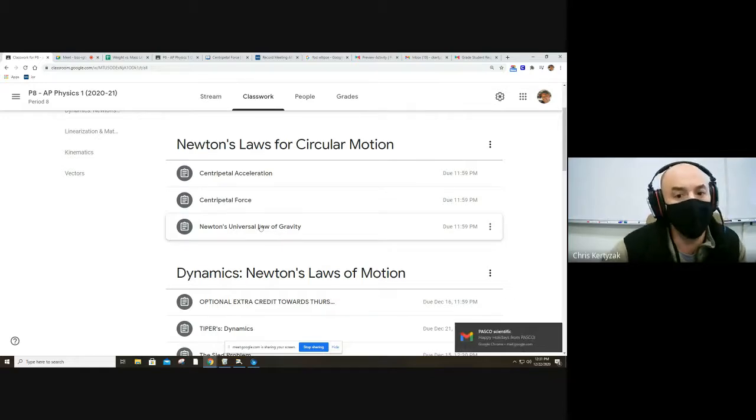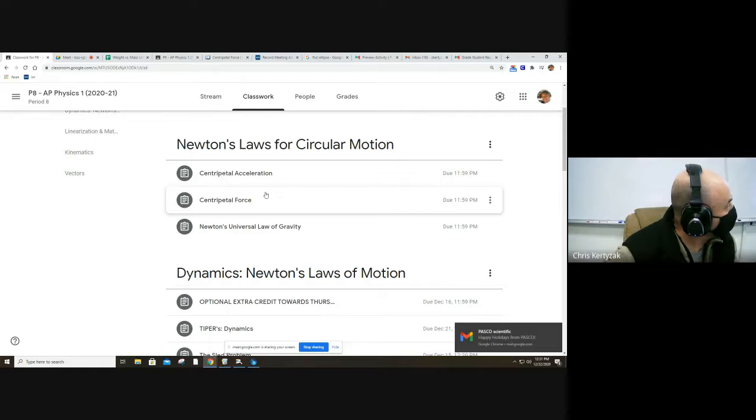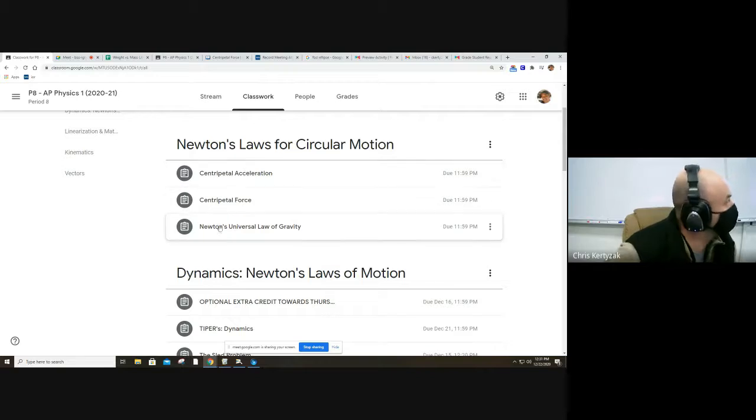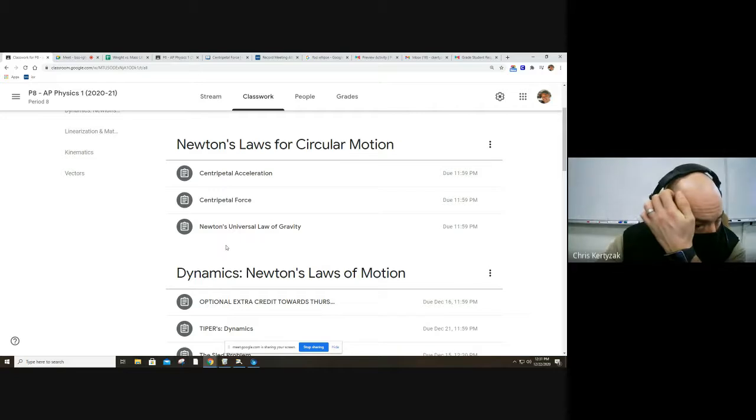Again, those are 3 assignments that are in CK12 right here. You should be doing them in this order if you haven't already: centripetal acceleration first, then force, and then this one is the last one. I thought those were due last night at midnight, but they're not due till tonight at midnight.